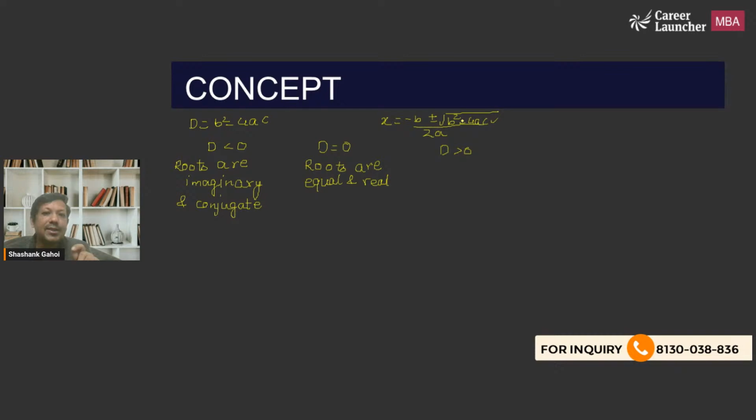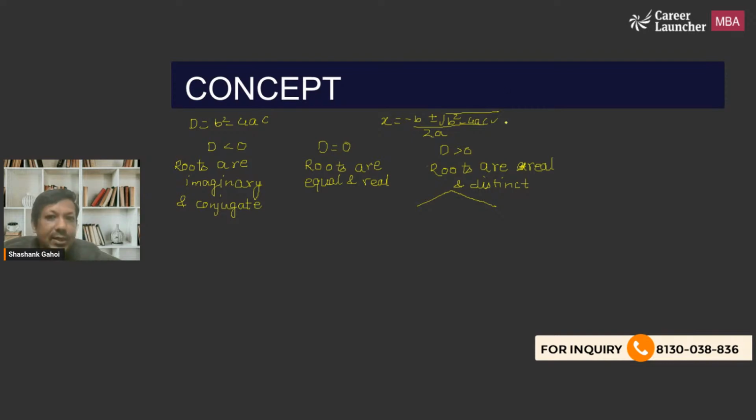So basically inside the square root you have some positive value. Now your first root is minus b plus something upon 2a, second root is minus b minus something upon 2a, right? So basically we are going to have roots are real and distinct. Now basically we are going to have two conditions in this. Even if D is greater than 0, we have two conditions.